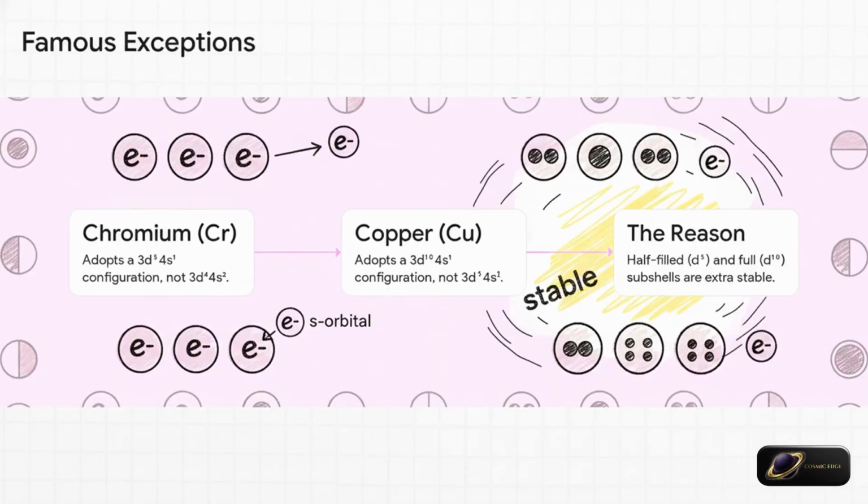And because those energy levels are so tight, you get some really famous rule breakers. You'd expect chromium to have 4 d electrons, right? But instead, one of its s electrons jumps ship and moves into the d orbital. Why? Because having a half-filled d subshell with 1 electron in each slot is just extra stable. It's a lower energy state. Copper does the exact same thing to get a completely full and super stable 3d10 configuration.